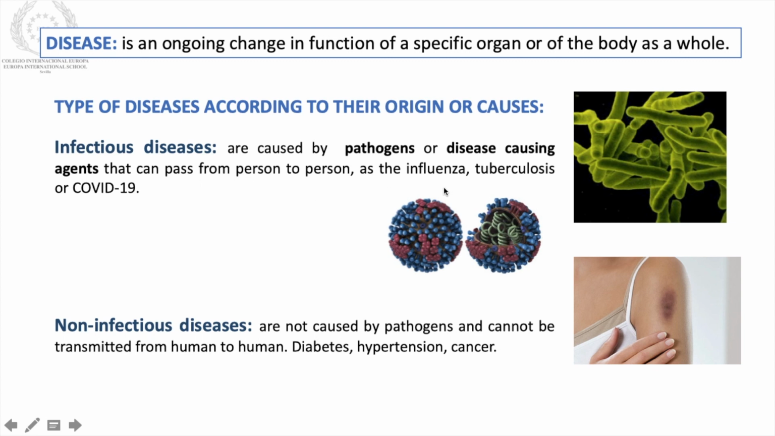In this case, we can study influenza, tuberculosis, as you see here, or COVID-19 in our daily life. And then we have the non-infectious diseases. Okay, these diseases are not caused by pathogens, so they cannot be transmitted from human to human. And here we have different examples like diabetes, hypertension, cancer. You can put also obesity or traumatisms here, injuries, but then we will study that, okay?